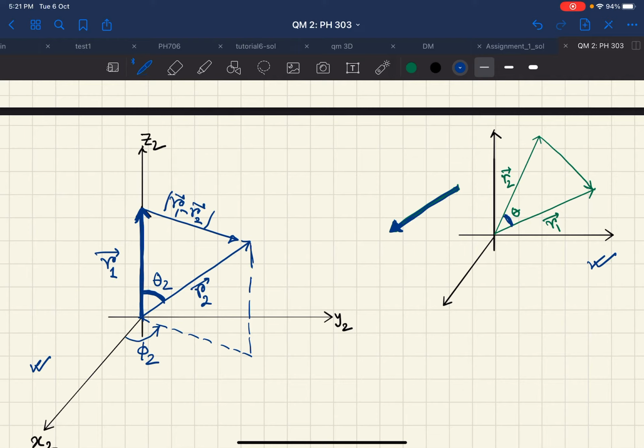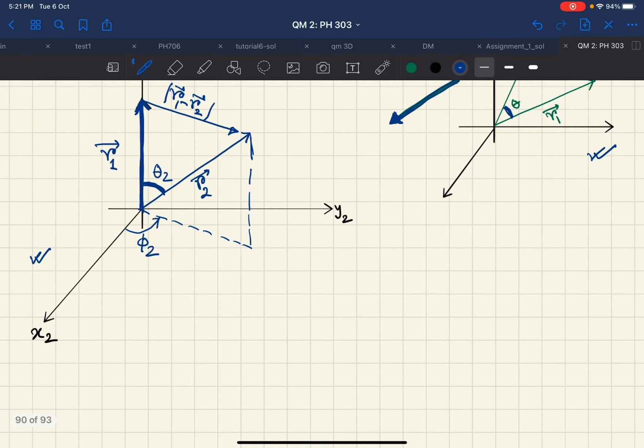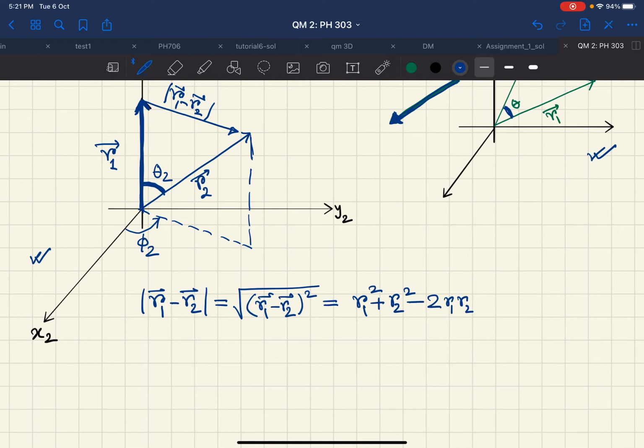In particular I can also write down this mod r1 minus r2 using the cosine formula. So this is nothing but the square root of r1 minus r2 whole square, which is basically the square root of r1 square plus r2 square minus 2 r1 r2 cosine theta 2.